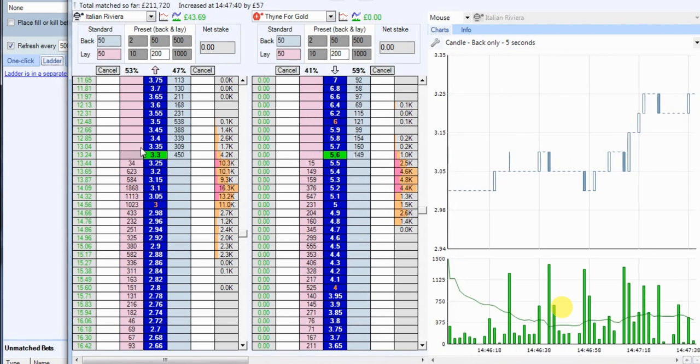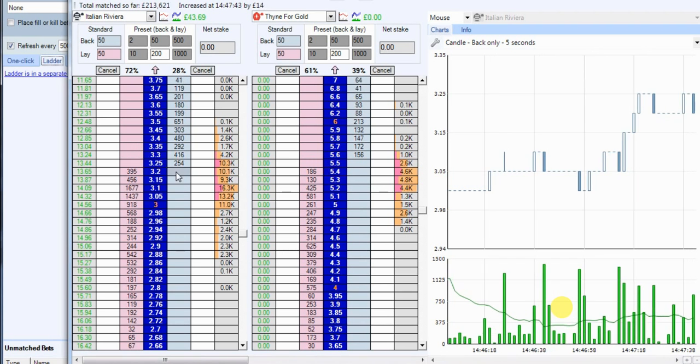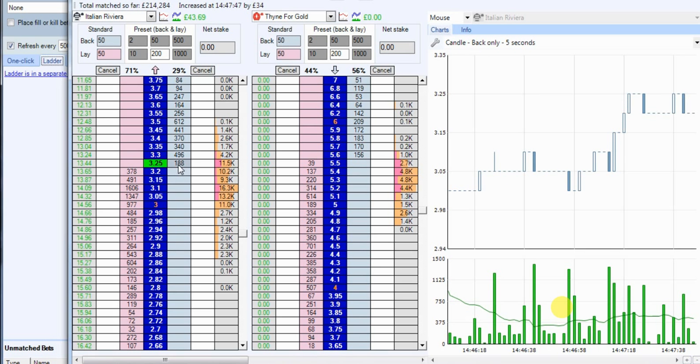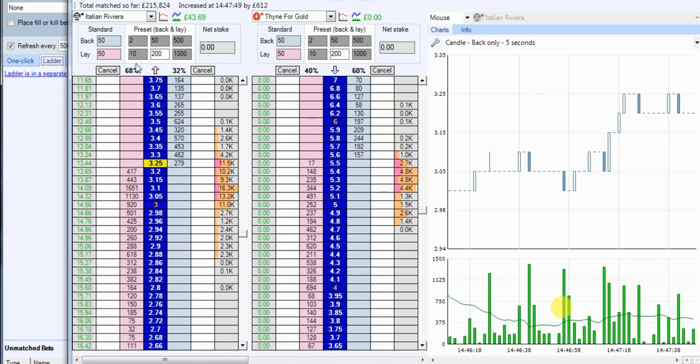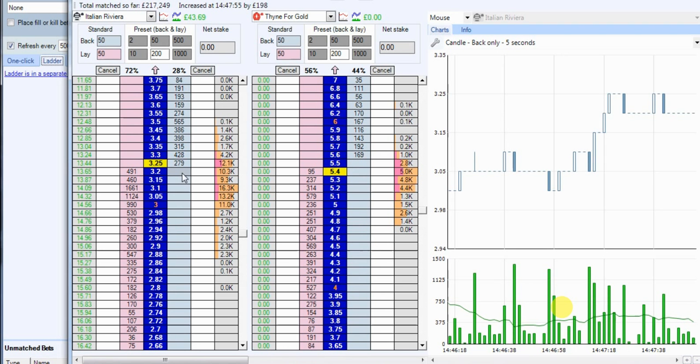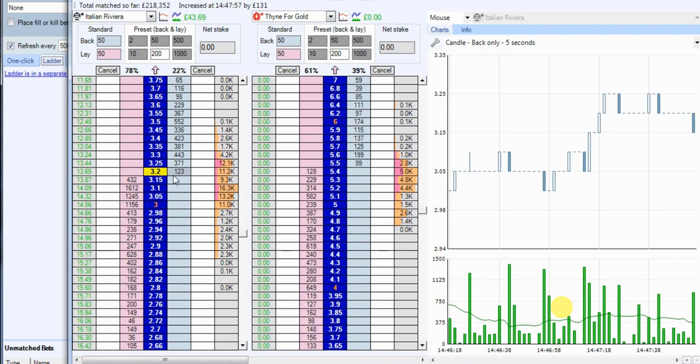So just watch. Sometimes it happens too fast and you can't get the back bet on. Now if that happens, just leave it and wait for the next opportunity, because an opportunity will always come. So this favourite is still almost at the top end of its short-term liquidity. It's almost the highest point it's been, but it started to drop.